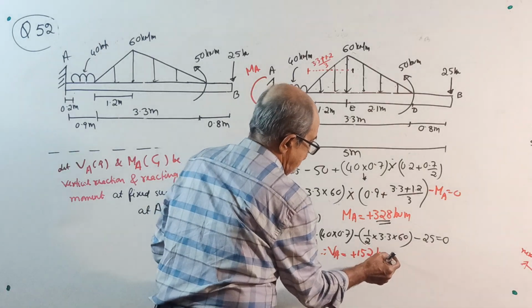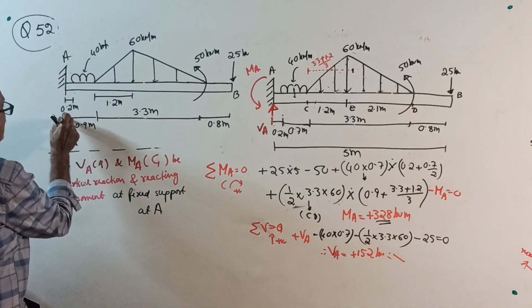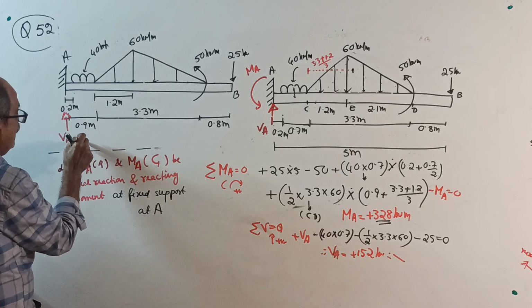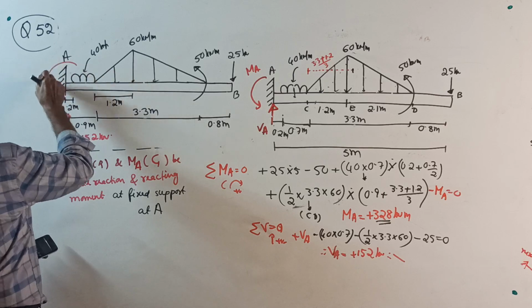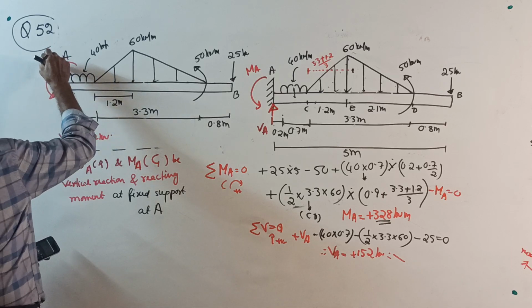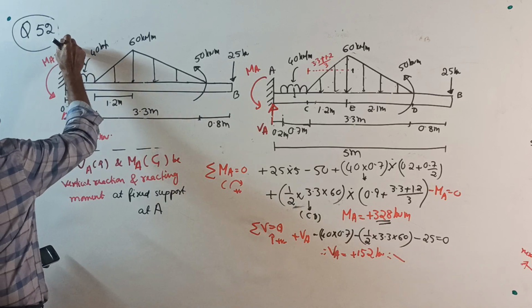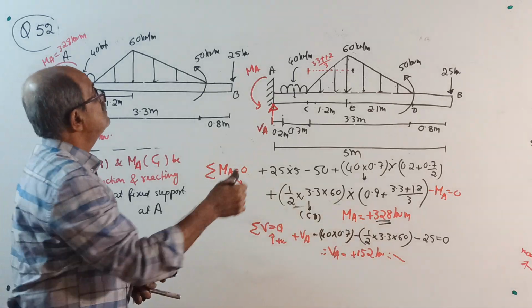152 kilonewton. Therefore, go back here. This reaction VA is 152 kilonewton. This reacting moment MA is 328. If anything is wrong, check later. 328 kilonewton meter. Okay, now make a note.